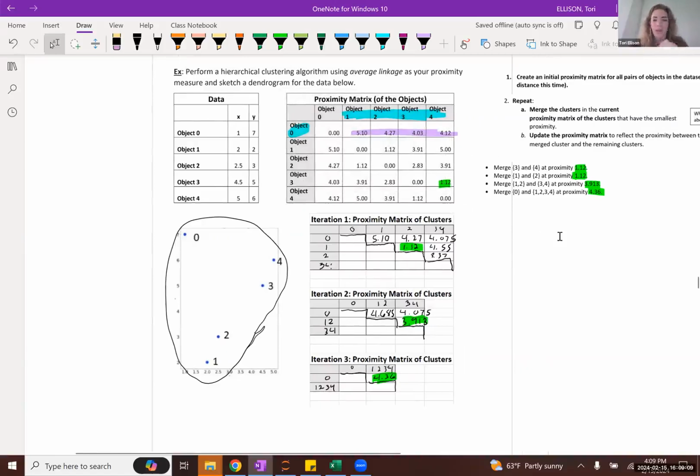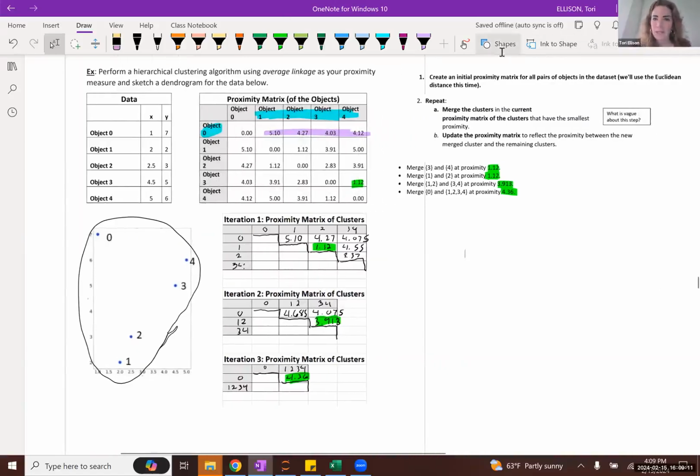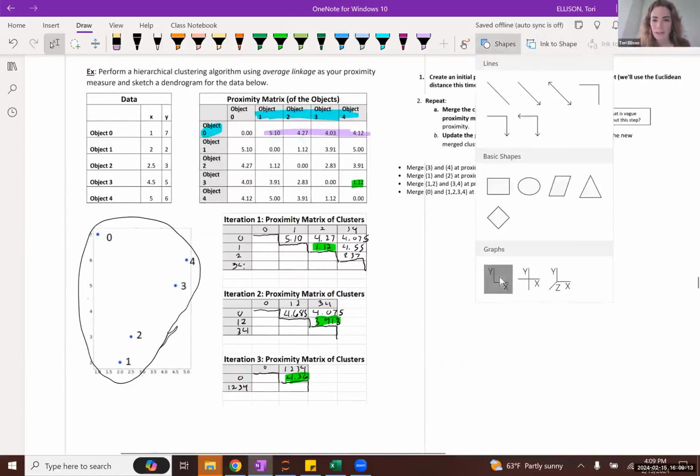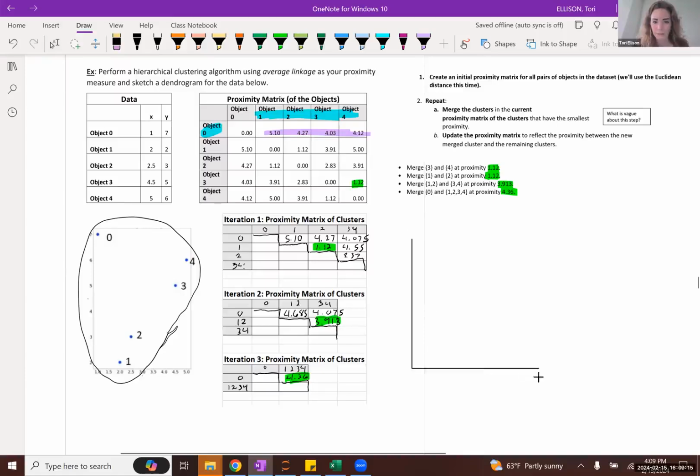Okay. All right, so to put it all together, let's construct our final dendrogram. Okay, and so on the y-axis, we have the proximity. And on the x-axis, we have our labels.